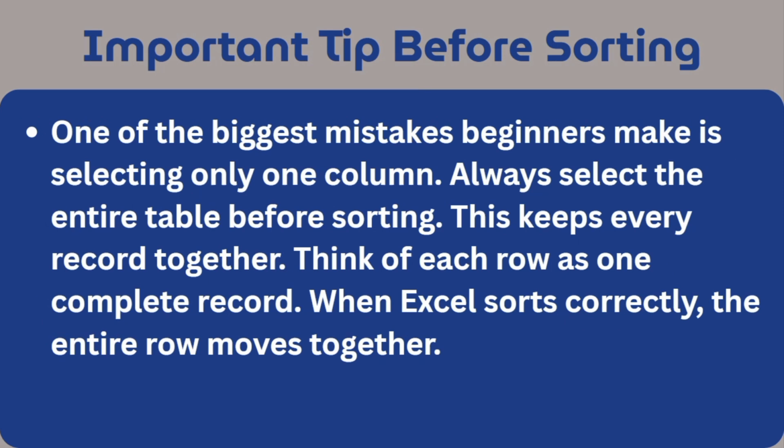One of the biggest mistakes beginners make is selecting only one column. Always select the entire table before sorting. This keeps every record together. Think of each row as a complete record. When Excel sorts correctly, the entire row moves together.